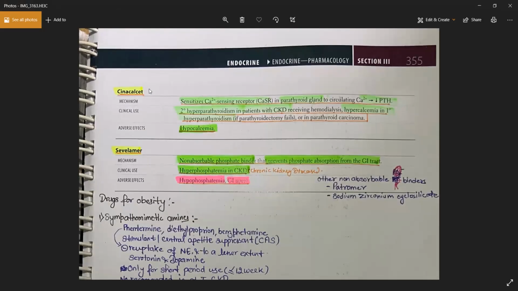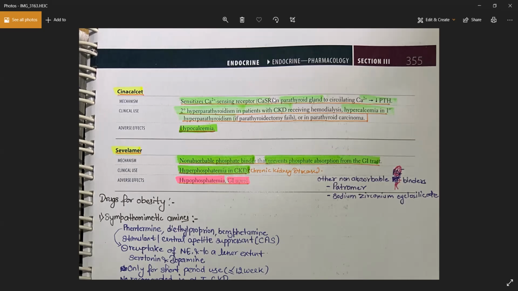Cinacalcet, if you remember, targets the calcium sensing receptor, which is in the parathyroid gland and in the DCT. It senses the calcium levels, and whenever the calcium level increases, it will inhibit the PTH, right? And you remember one syndrome associated with it, which is the hypocalciuric hypercalcemia, right?